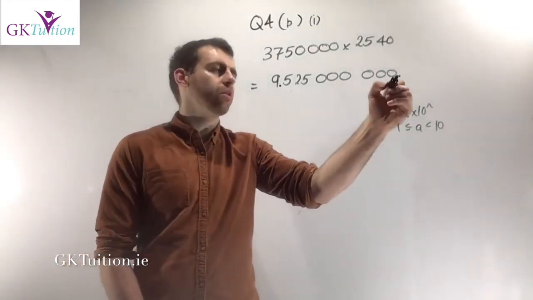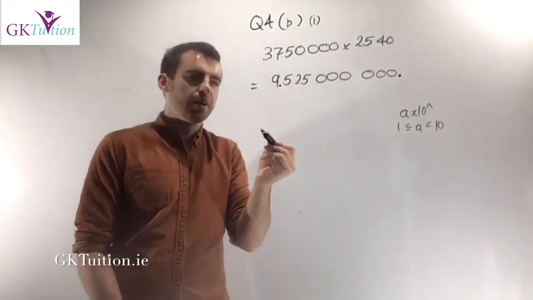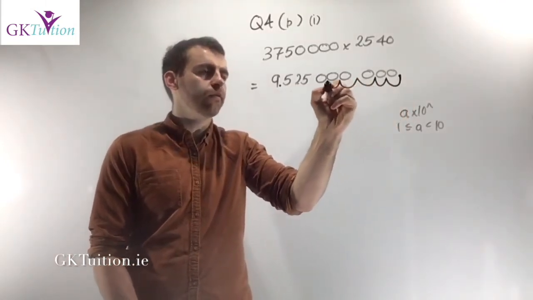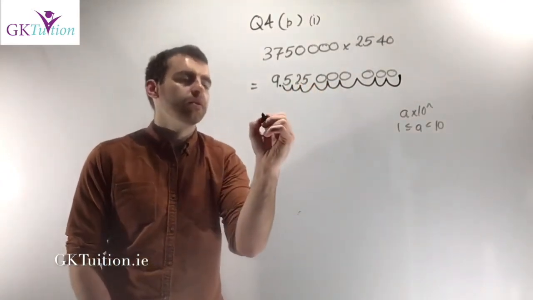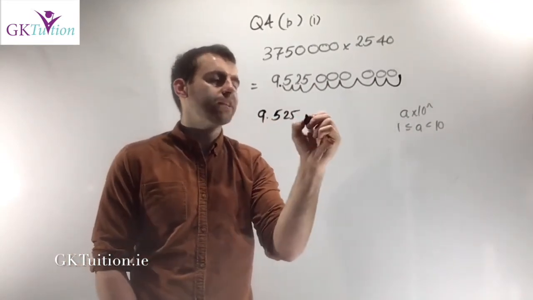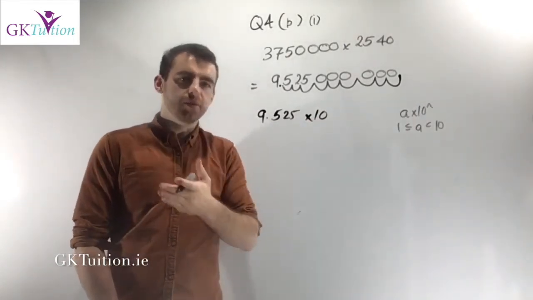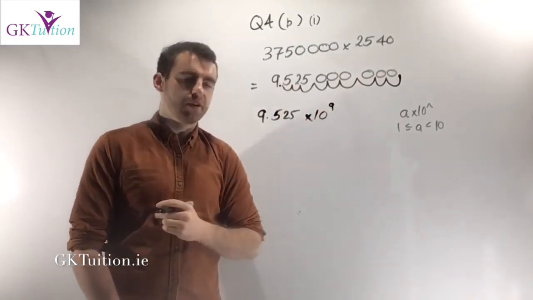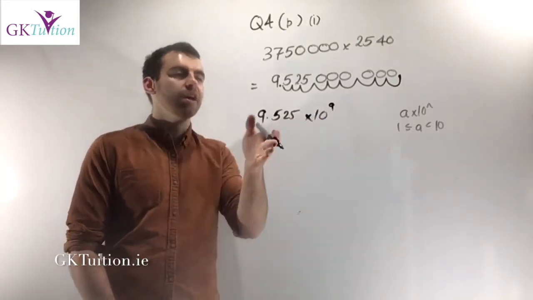So the decimal place is currently here, and I want to move it down to here. So I just need to figure out how many places I'm trying to move it. So that'll be 1, 2, 3, 4, 5, 6, 7, 8, 9 places. So that means I'm going to rewrite it as 9.525 by 10 to the power. And to work out what your power is, it's the number of places you've moved your decimal place. I've moved my decimal place 9 places, so it's by 10 to the power 9. If you plugged 9.525 by 10 to the power 9 into your calculator, it'll give you this as well.